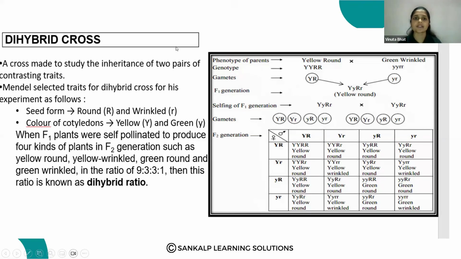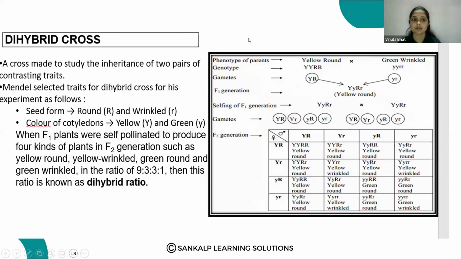Why is it called a dihybrid cross, or what is a dihybrid cross? Here, a cross is made to study the inheritance of two pairs of contrasting traits. So, in this experiment, Mendel selected two pairs of contrasting characters to study the inheritance. So, it is called a dihybrid cross, or it is also called inheritance of two genes. Mendel selected two pairs of contrasting characters.